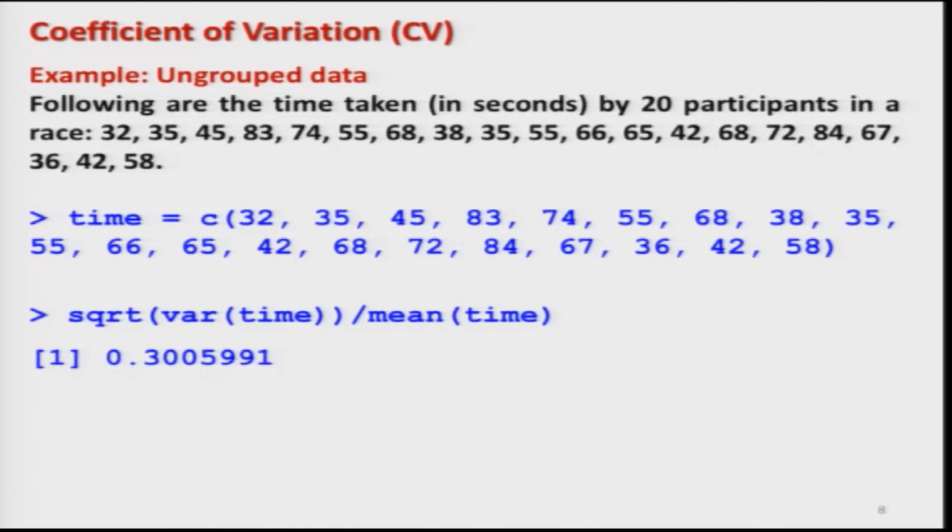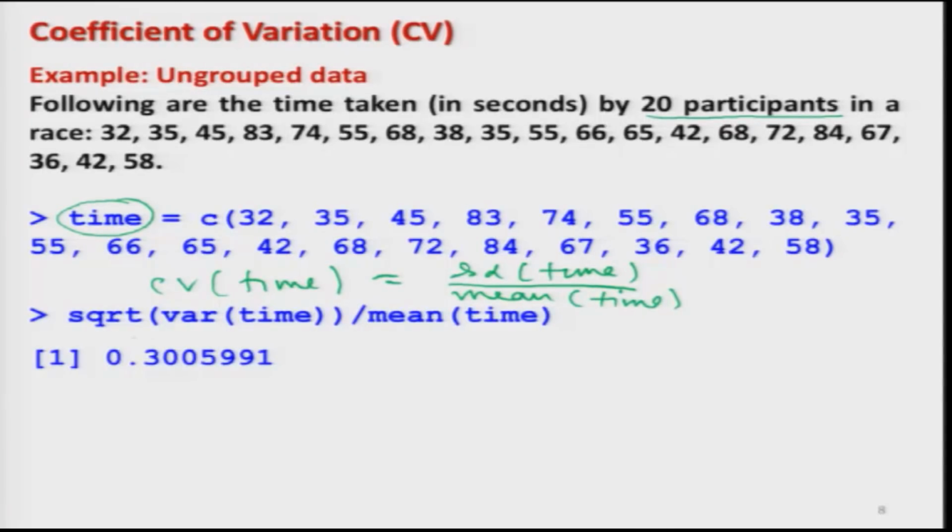Suppose I have collected the data on 20 participants in the time taken in a race, and this data has been recorded inside a variable time. So, this is the same example that I have used earlier. Now, in case I want to find out the coefficient of variation of time, so CV of time, that is simply the standard deviation of time divided by the mean of time. So, I am using this syntax, and this is giving me this value, 0.3 and so on.